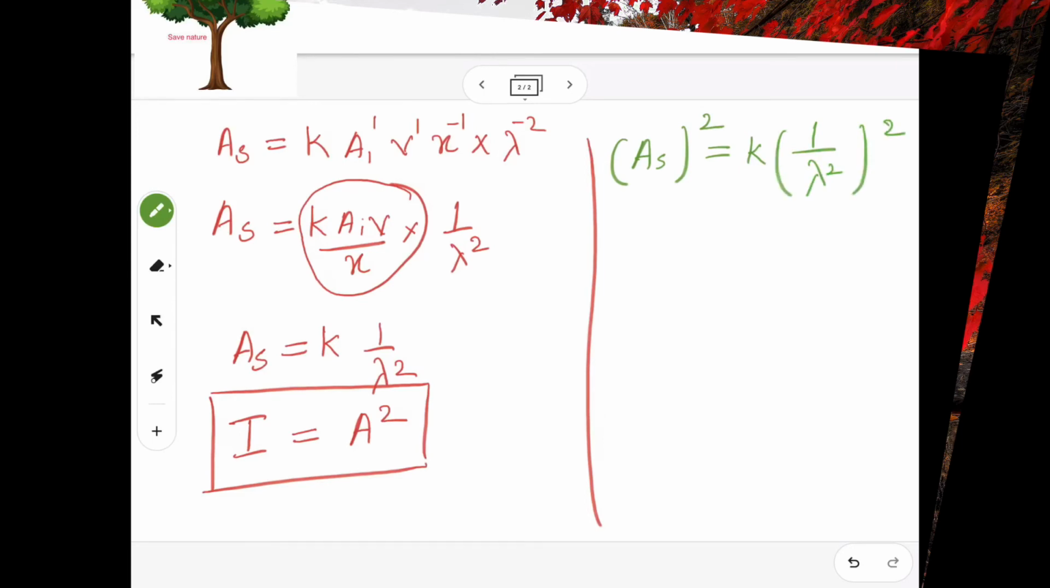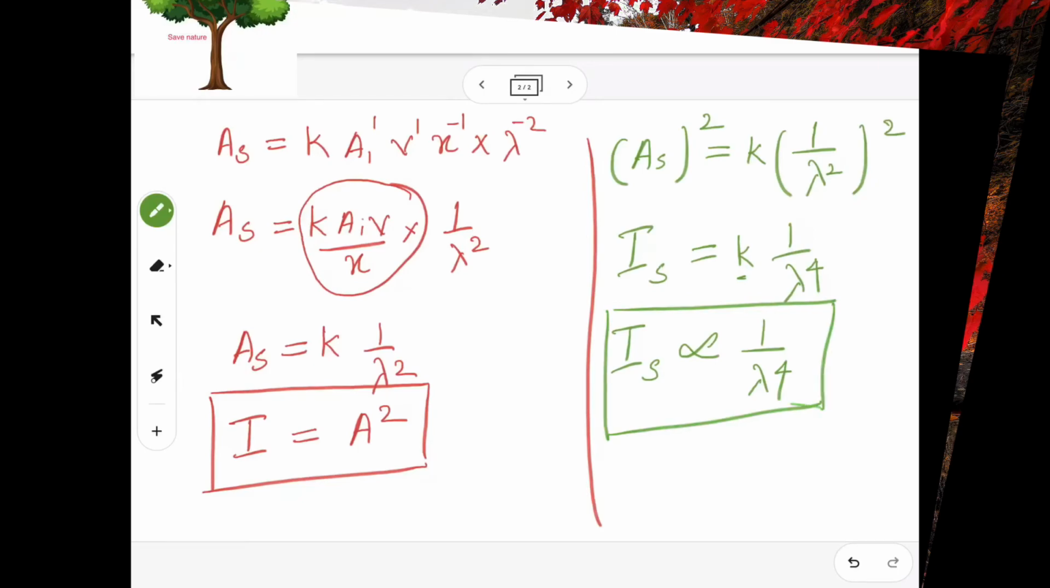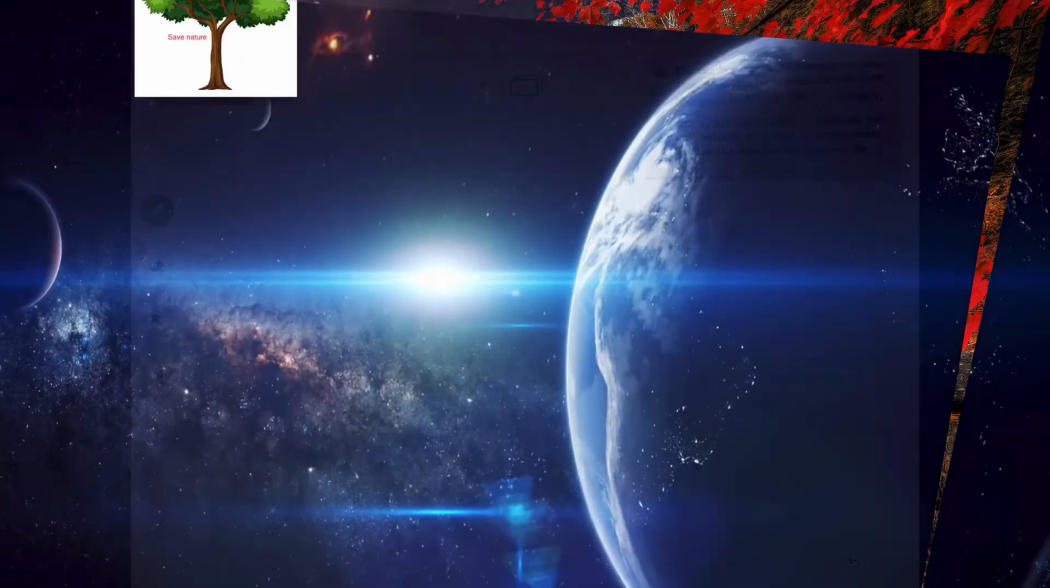That is, I_S is the square of amplitude. So square of amplitude is intensity. So the intensity of the scattered wave is equal to k times 1 by lambda square, which is 1 by lambda raised to 4. So I_S is directly proportional to 1 by lambda raised to 4. So this was our question. I hope you understood.